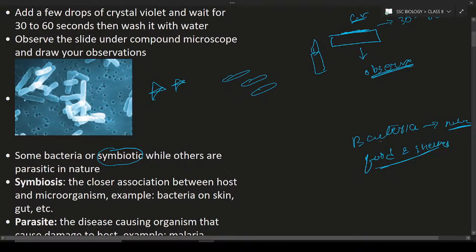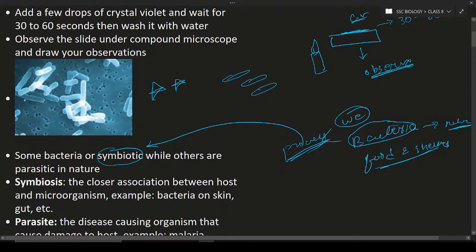It means the bacteria is getting benefited and we are getting benefited. Human beings and bacteria both are being benefited. Such a process is known as symbiosis. Here the host and bacteria both are being benefited. That is known as symbiotic.